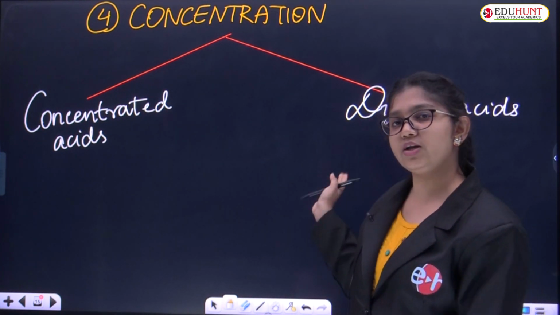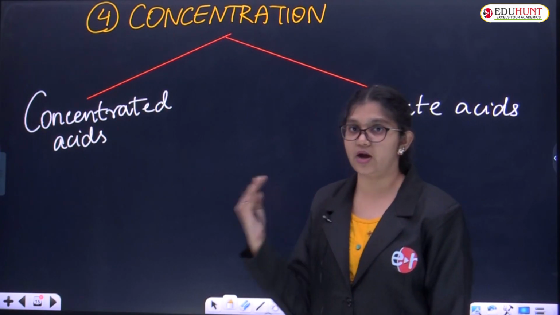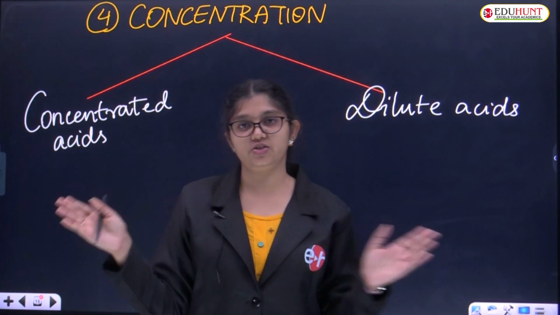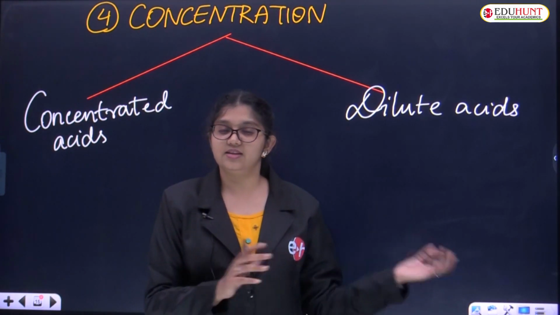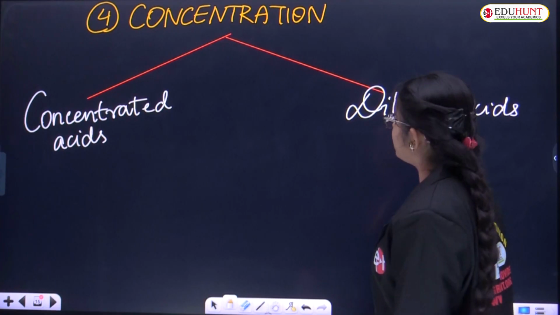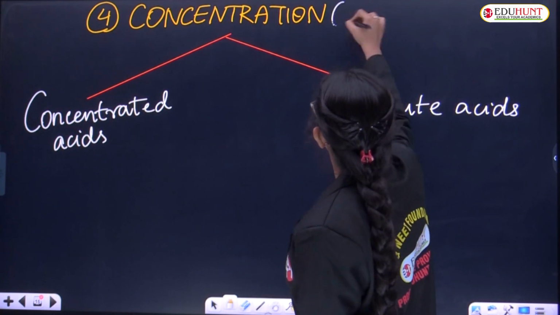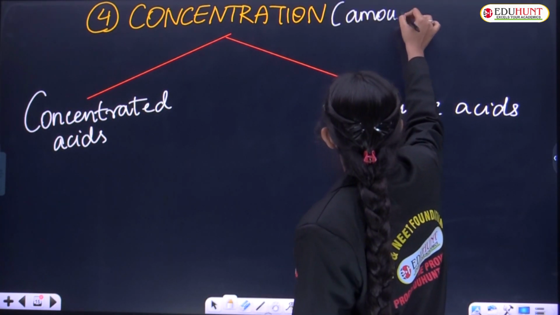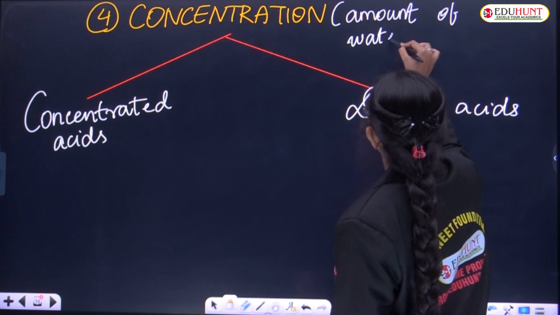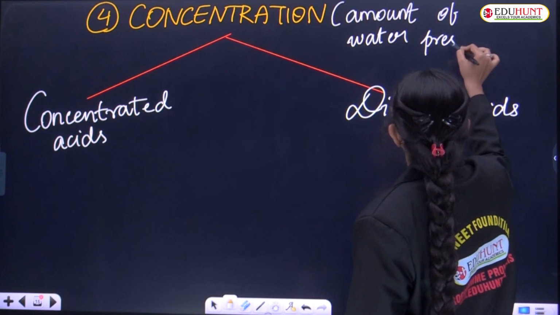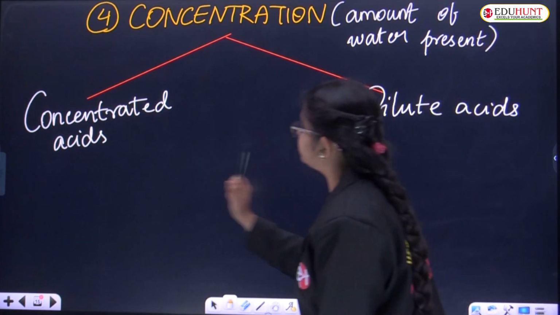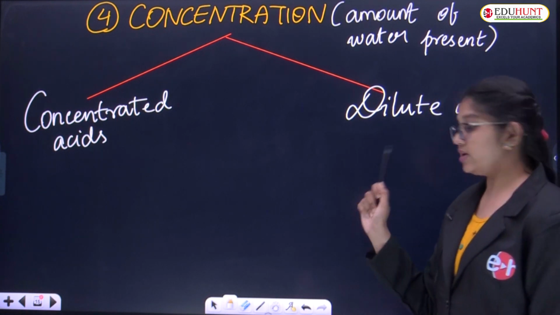You will learn the importance of these in your laboratories. If you come to higher classes, you can understand why these are classified into two again: concentrated acids and dilute acids. There is a difference between them, and we'll see what it is. Here we'll write: it is based upon the amount of water present, and it is classified into concentrated acids and dilute acids.